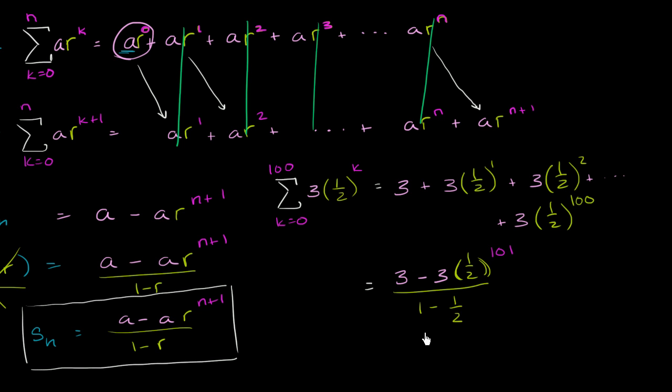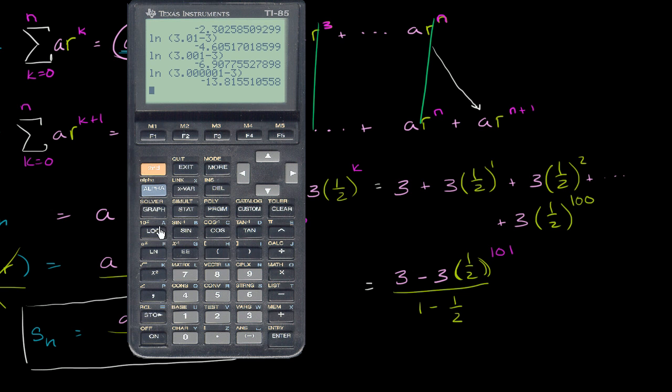1 minus 1 half. And now this is much easier. It would be hard to do in your head, but it's much easier to type into a calculator and actually get a reasonable answer. So let's actually do that, just so it'll feel satisfying. It's going to be 3 minus 3 times 0.5 to the 101 power, divided by, well, 1 minus 1 half is just 1 half, so divided by 0.5. And we get 6.